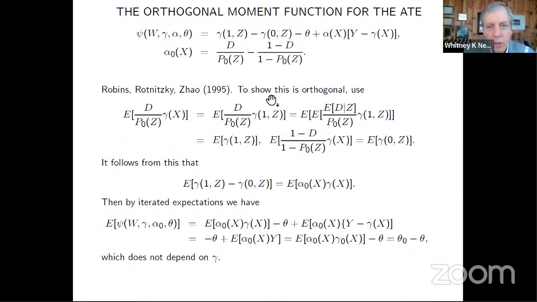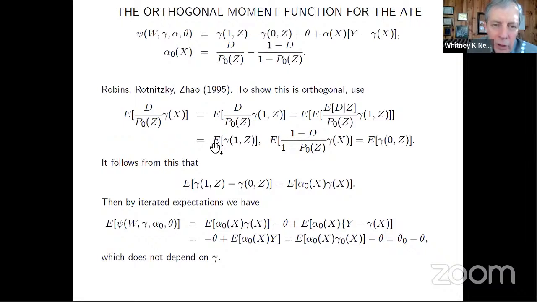Okay, so let's just show that this is orthogonal. To do that, you use this calculation, which is very helpful and is really common, shows up all over the place in treatment effects calculations, okay?